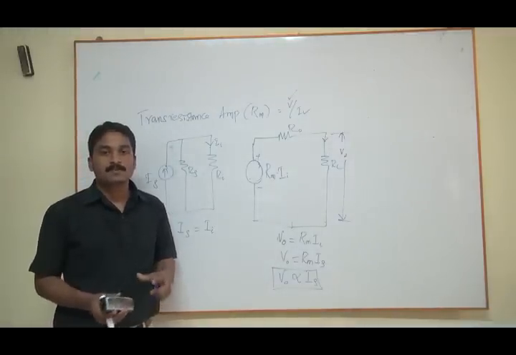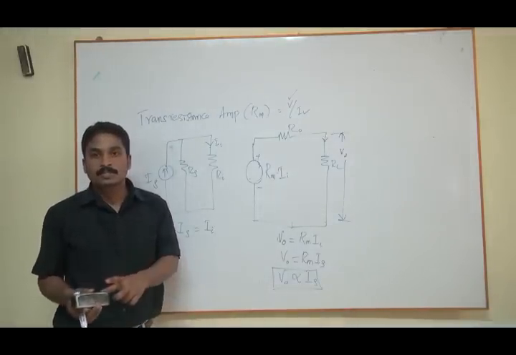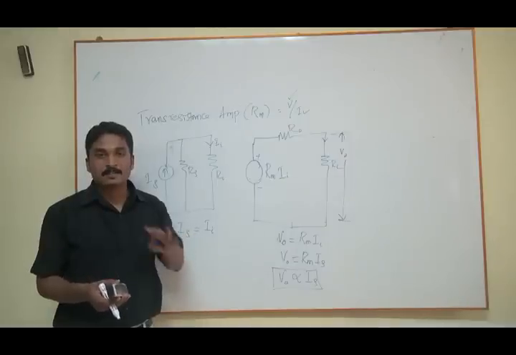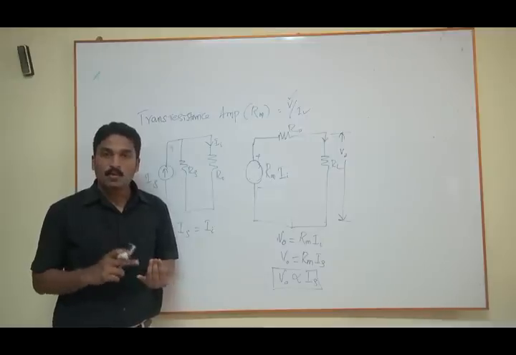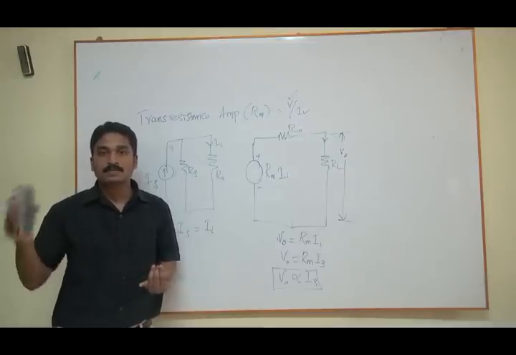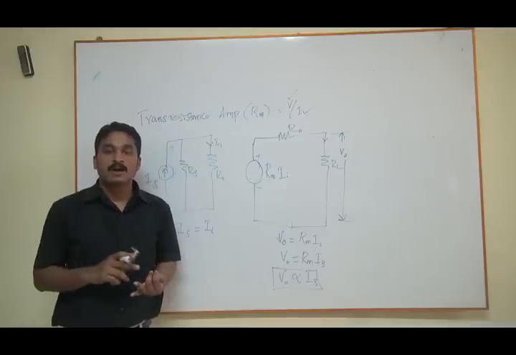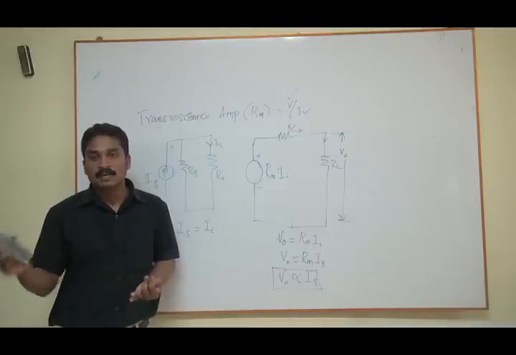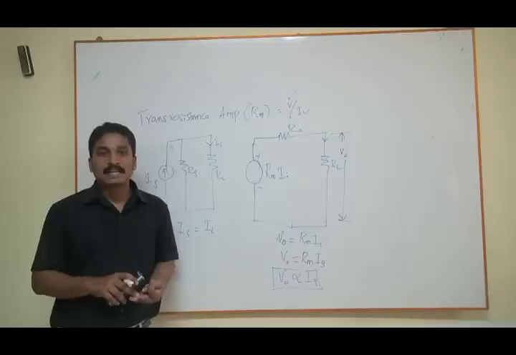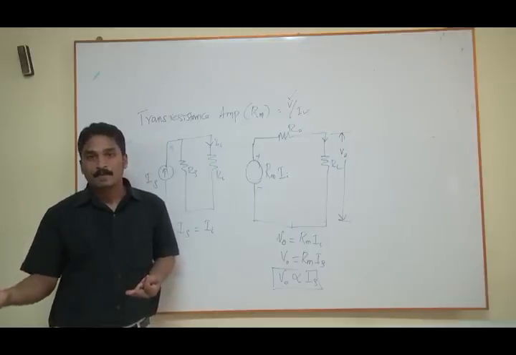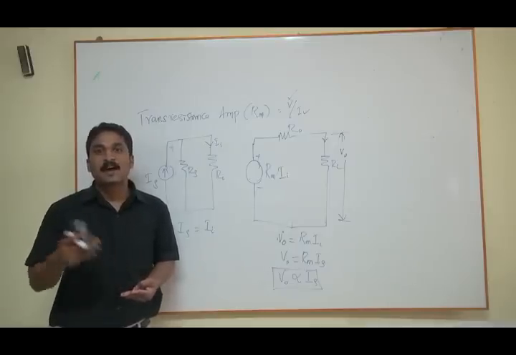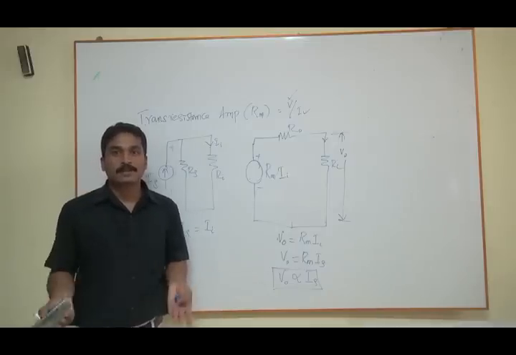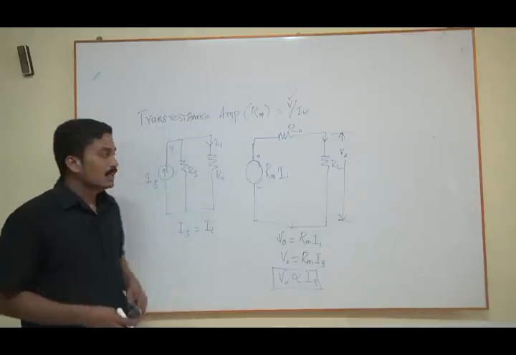Especially depending on the input signal and the output signal, we can classify the amplifiers into 4 types. One is voltage amplifier, current amplifier, transconductance and trans resistance. Voltage amplifier means output voltage depends on input voltage. Current amplifier means output current depends on input current. Transconductance means output current depends on input voltage, and trans resistance means output voltage depends on input current, right?